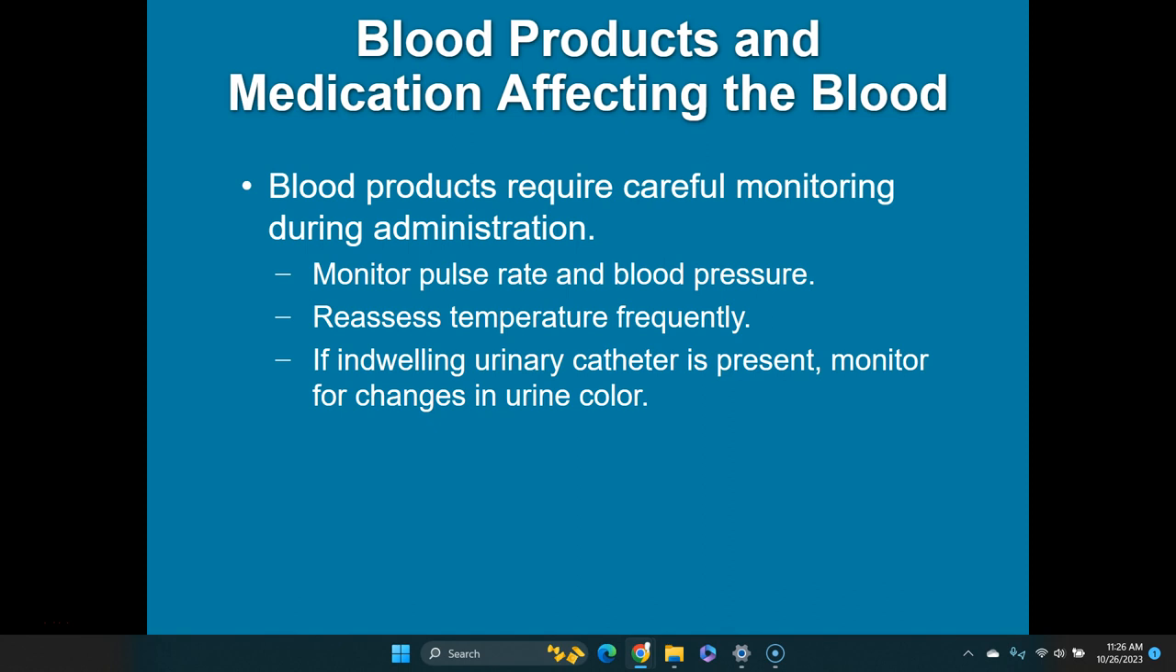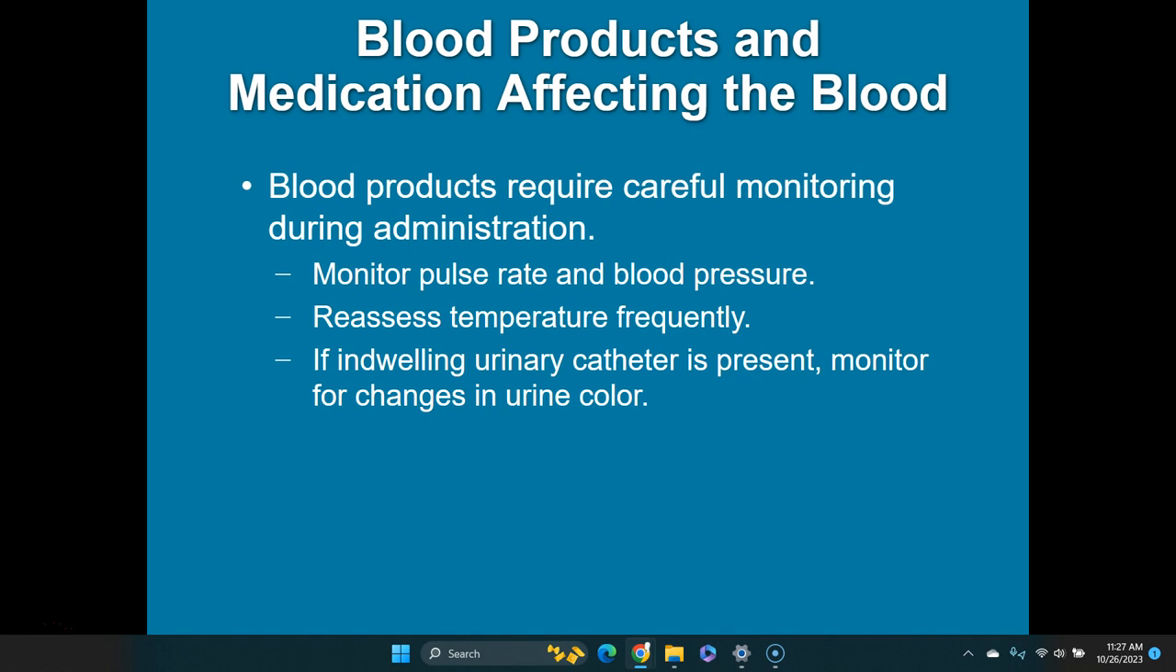Blood products require careful monitoring during administration, of course. Pulse rate, blood pressure, temperature. Fever is a big indicator that there's some sort of reaction happening, so we want to stop the blood transfusion. If an indwelling urinary catheter is present, also monitor for changes in the urine color. Makes sense. You're going to be given that blood and then also typically have a saline bag hanging with it that will be administered through the same IV. So once the blood product itself is done, you can flush it in with some saline, or they'll be running together.